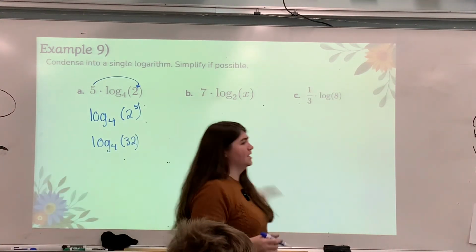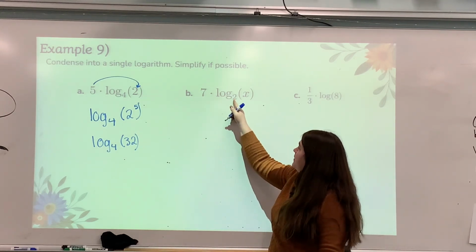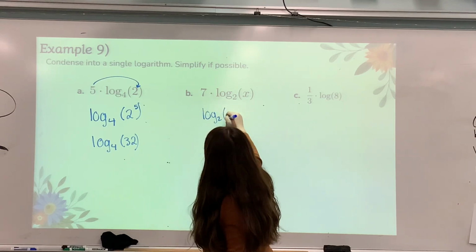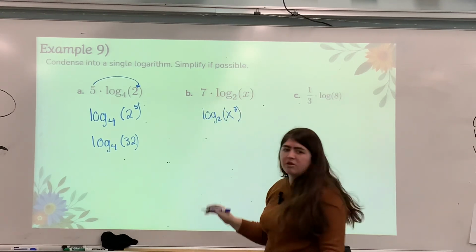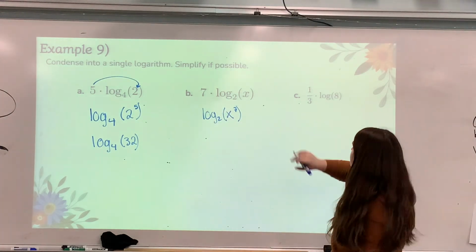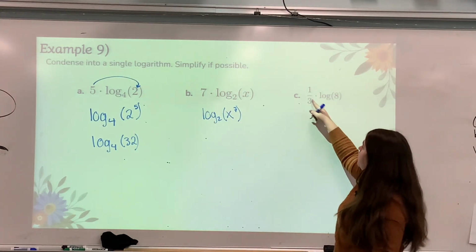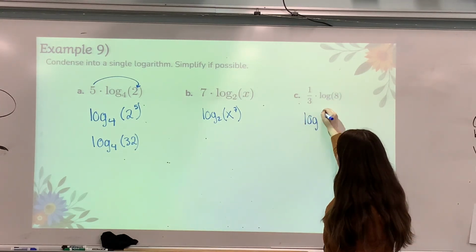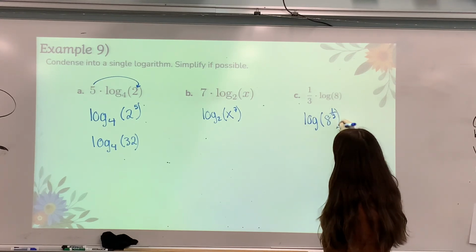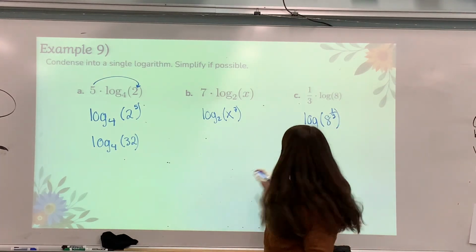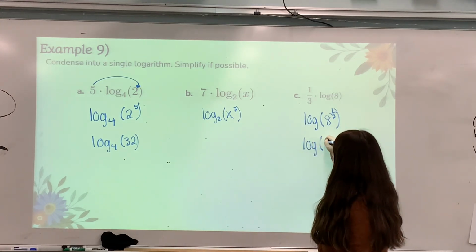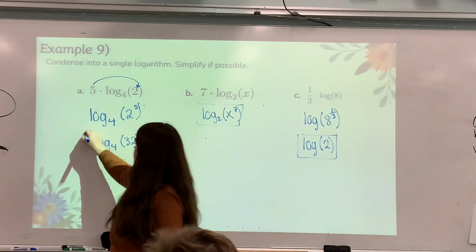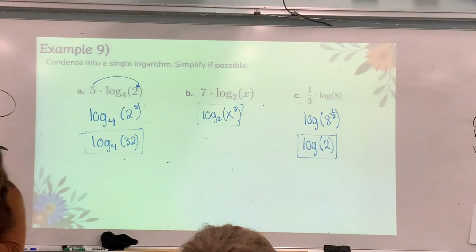All right, B, we have 7 times log base 2 of x. That'd be log base 2 of x to the power of 7. And there's nothing we can do to simplify that right now. Then this one, we have 1/3 times log of 8. So then we have log of 8 to the power of 1/3, which is the same as a cube root of 8. So that simplifies down to the log of 2. It's just a cube root of 8, yep.